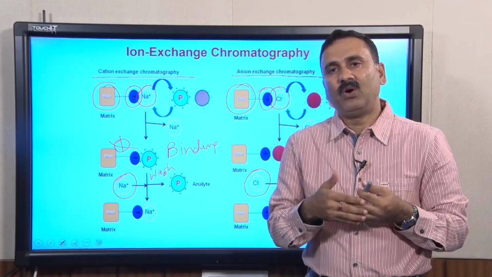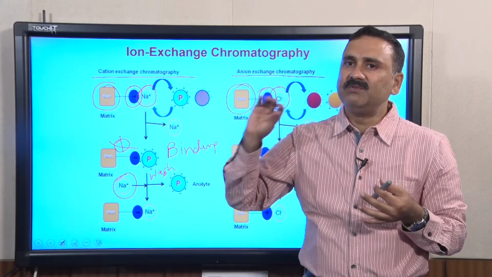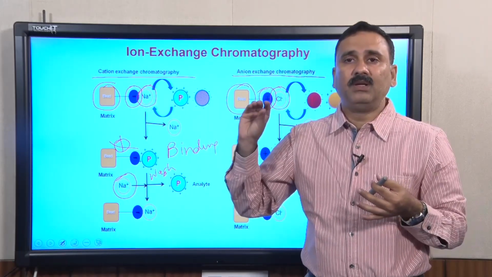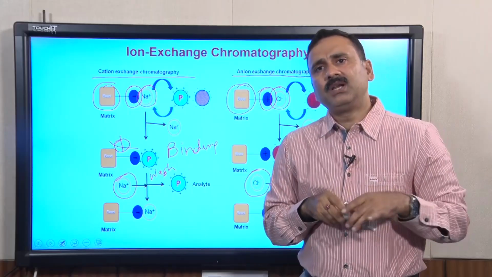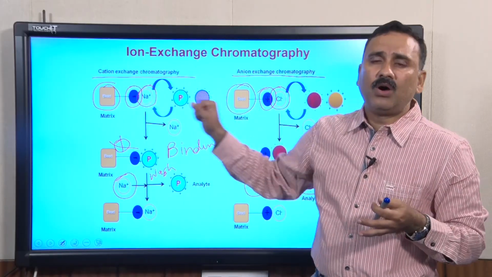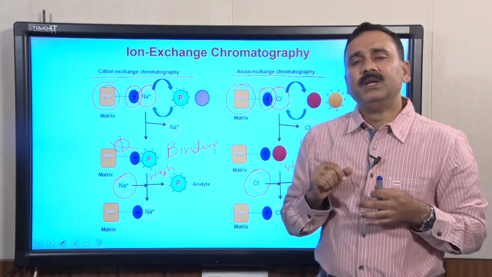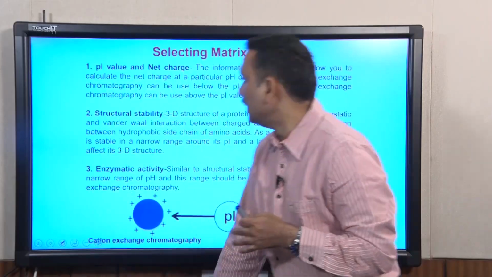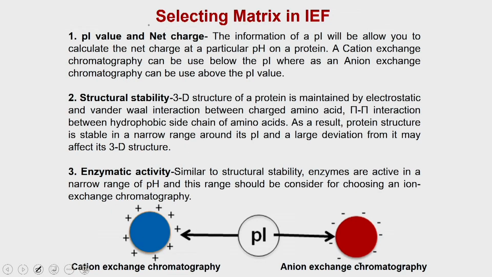So, by this the cation or the anion exchanger can be used to purify a protein with the help of the negative or the positive charged ions present on the proteins. But the question comes: under what condition will you use an anion exchanger, or under what condition will you use cation exchanger chromatography? How will you select the matrix in ion exchange chromatography? One of the crucial parameters is the pI value and the net charge.